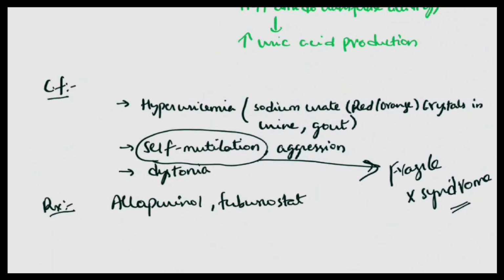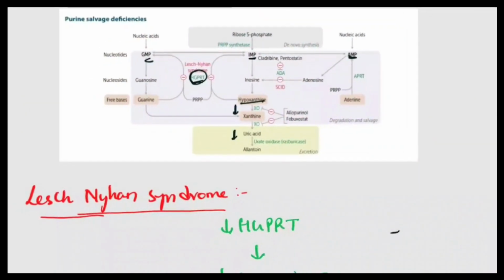Treatment is through allopurinol and febuxostat, which will decrease the formation of uric acid from hypoxanthine. They directly inhibit the xanthine oxidase and decrease the formation of uric acid.